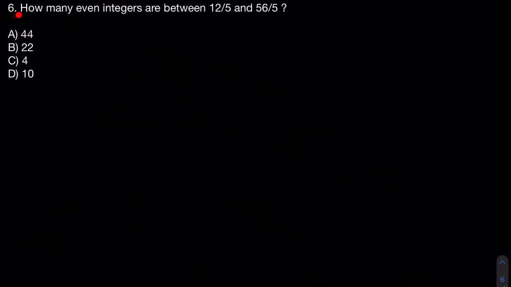Now, question 6 asks how many even integers are between 12 over 5 and 56 over 5. I'm just going to mention that the question should mention estimation somewhere here, because unless you know exactly what is between 56 over 5 and 12 over 5, your answer will be an estimation. But an estimation is not necessarily incorrect. For example, if I ask you how many numbers are between 1 and 3, not exactly what, but how many numbers. So that's kind of the key: how many.